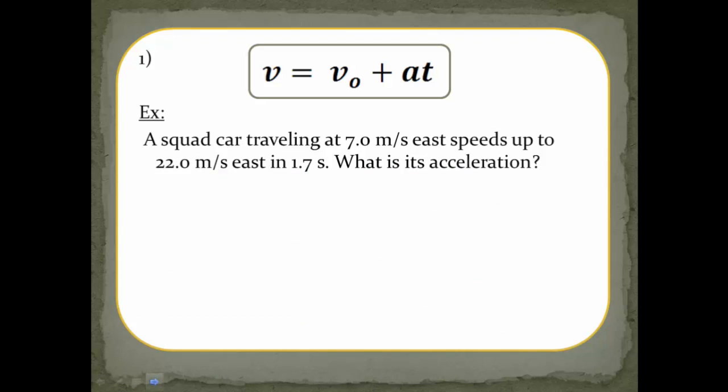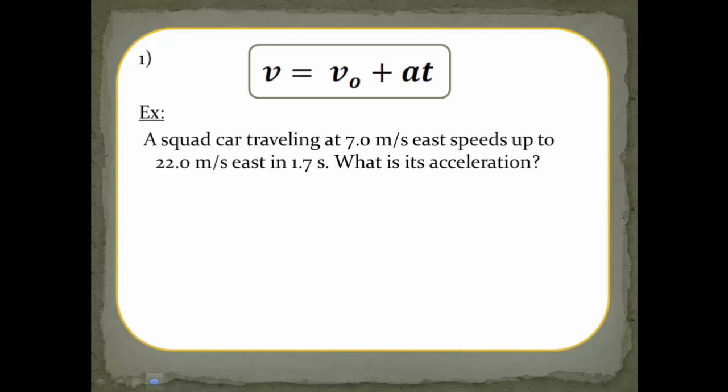Let's get to the first big three equation, and that one's going to be one that we've already derived before, and this is the idea that the final velocity is equal to the initial velocity plus acceleration times time. A question where this equation would be relevant is right here. A squad car traveling at 7 meters per second east speeds up to 22 meters per second east in 1.7 seconds. What is its acceleration?